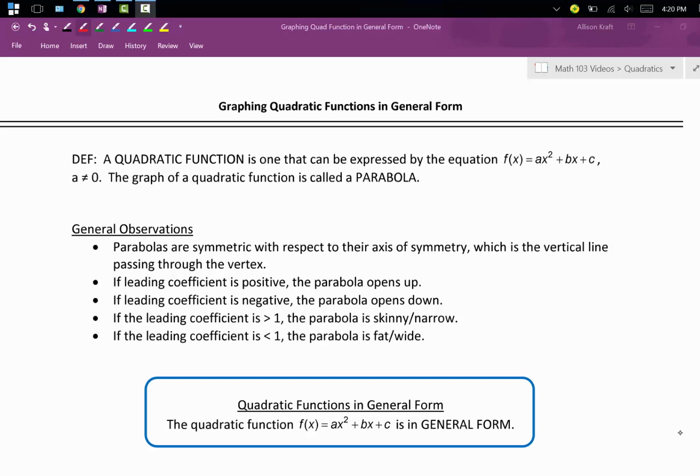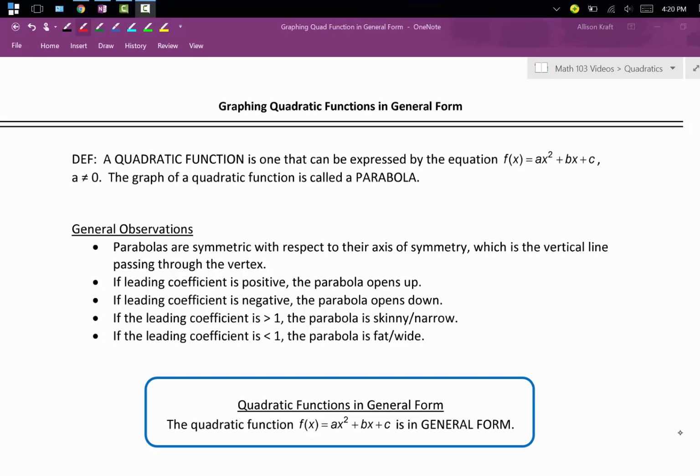This video discusses how to graph quadratic functions in general form. A quadratic function is one that can be expressed by the equation f of x equals ax squared plus bx plus c, where a is not equal to 0. The graph of a quadratic function is called a parabola. There are some general observations we can make just by looking at the equation.